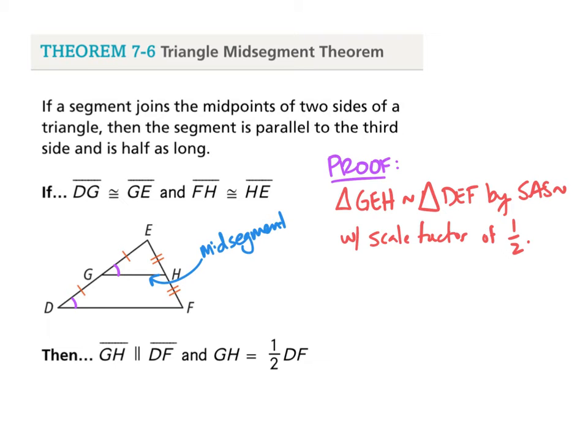So I'll add to my proof here. I'll say that GH is parallel to DF because corresponding angles are congruent. And this is a pretty shorthand version of the proof of why this works, but it gets the idea. So that's called the triangle midsegment theorem.